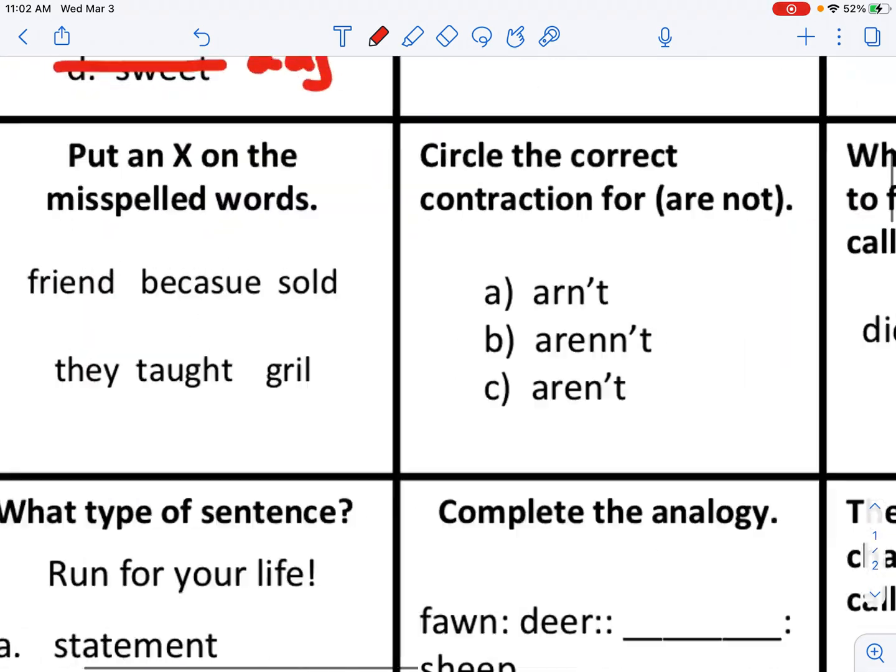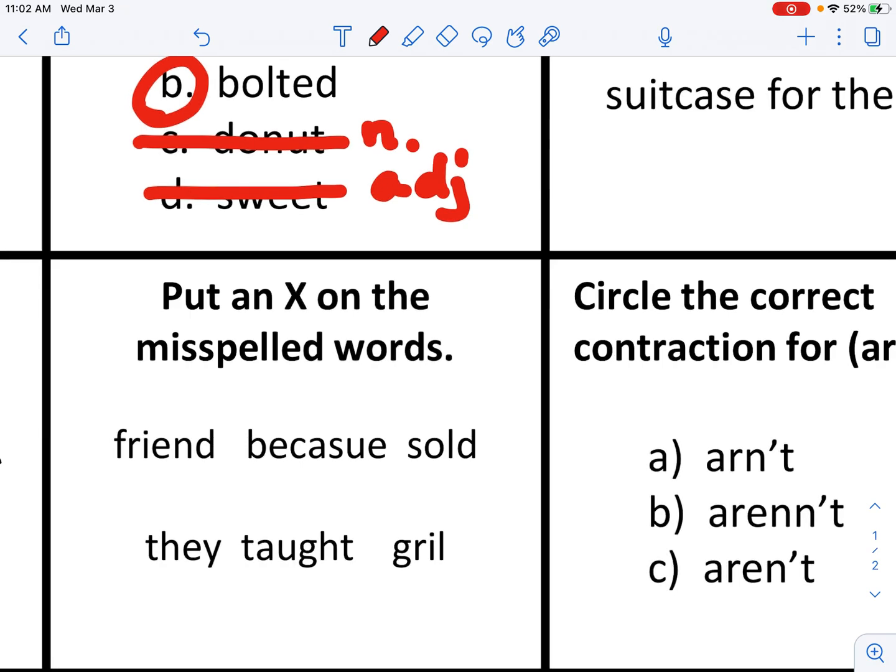Day 2, box 1. Put an X on the misspelled words, meaning the word spelled wrong. Friend. That's spelled right. Because, that's spelled wrong. It should be C-A-U-S-E. Sold? No, that's spelled right. They? That's right. Taught? That's right. Girl? Nope, that's wrong. It should be G-I-R-L.